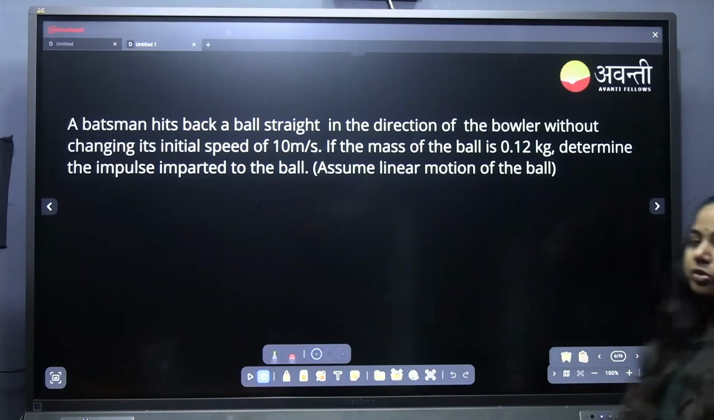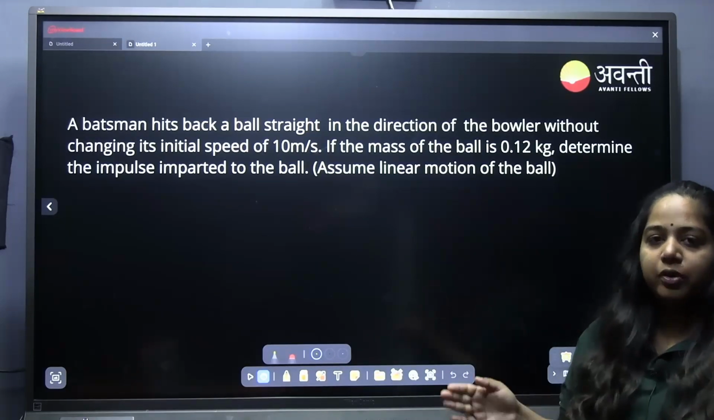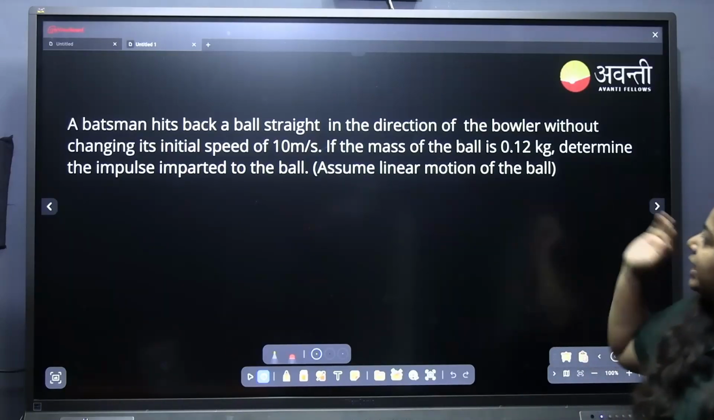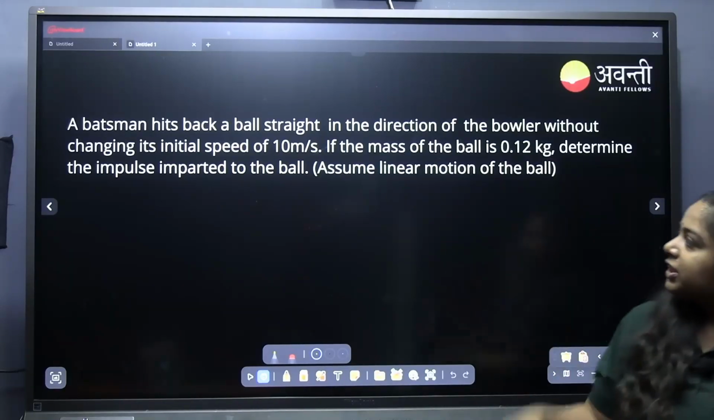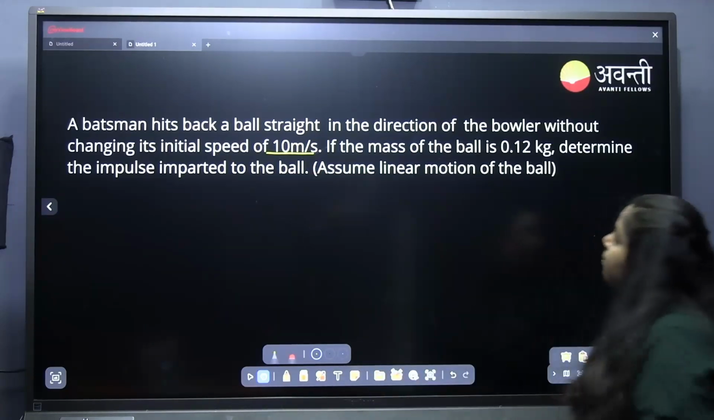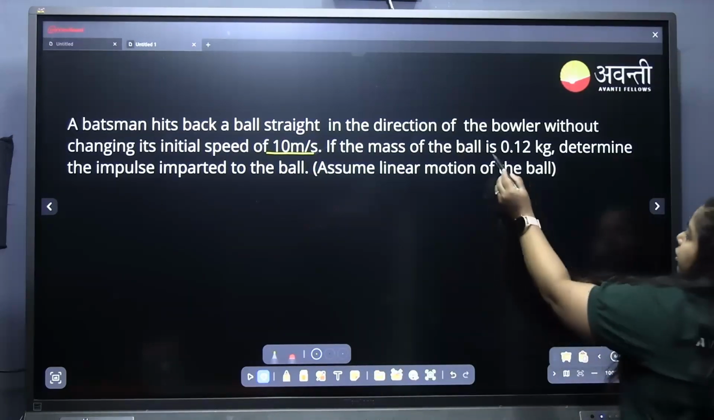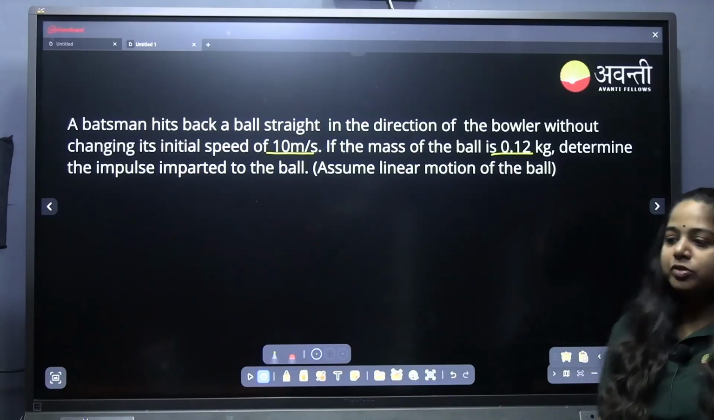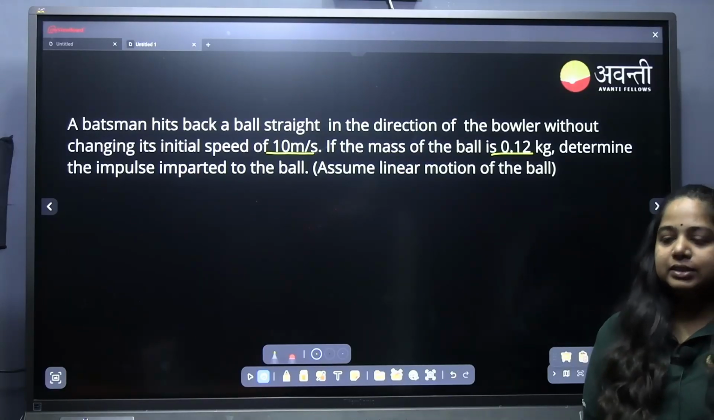Next one. So let's put this new knowledge to the test. A batsman hits back a ball straight in the direction of the bowler without changing its initial speed of 10 meter per second. The mass of the ball is 0.12 kg. Determine the impulse imparted to the ball. So we have to find the impulse in this question.